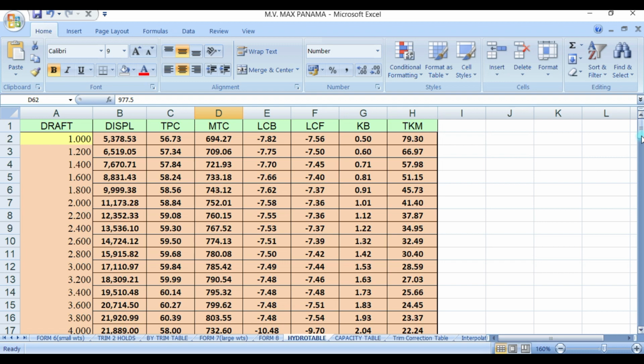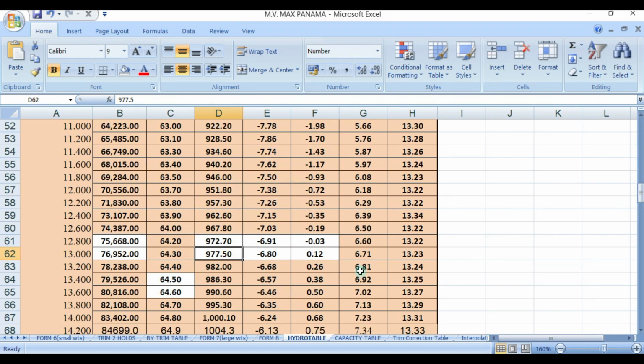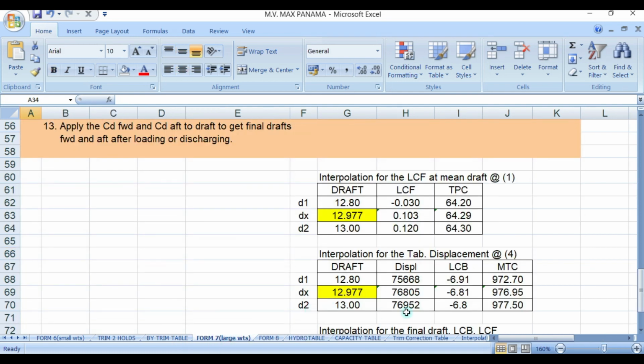So in short, you have to interpolate these figures. This is what it looks like when you interpolate to get the values of these figures: the displacement, LCB, and MTC.